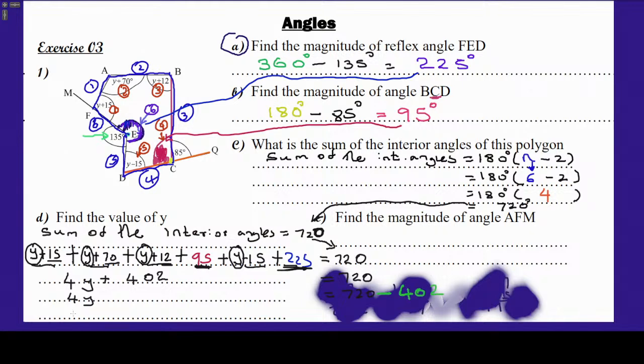So what is 4y equal to now? 4y is equal to, from 720, if you subtract 402, what do we end up with? 720 minus 402. We get 318. Alright, so 4y is equal to 318.